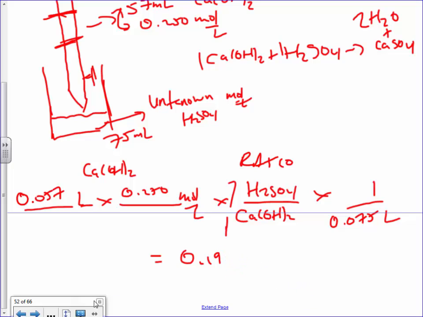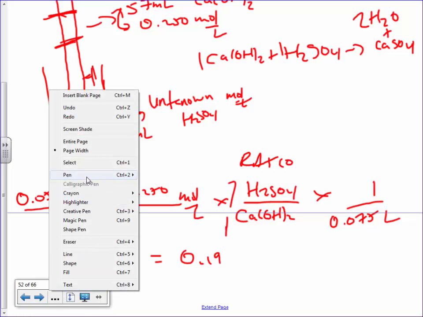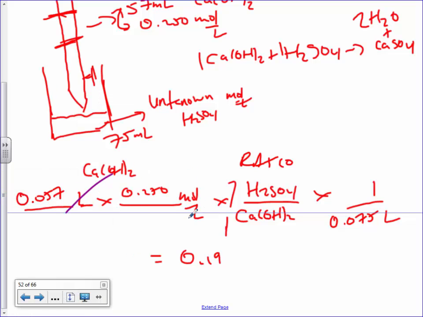You guys have heard me say this before, I'm a huge fan of unit canceling. This liters cancels, that calcium hydroxide cancels. That's actually it for canceling. So what you're left with is a moles unit on top, a liters unit on the bottom, and H2SO4 indicates the type of solution. So we now know the concentration of the acid.